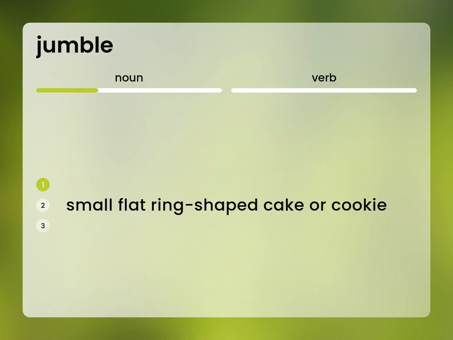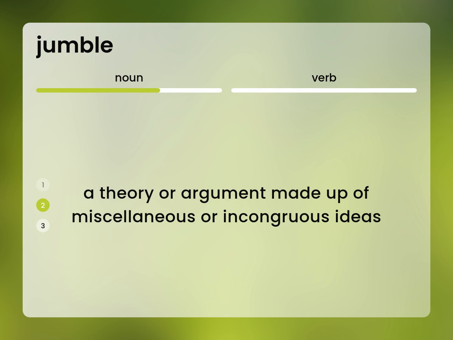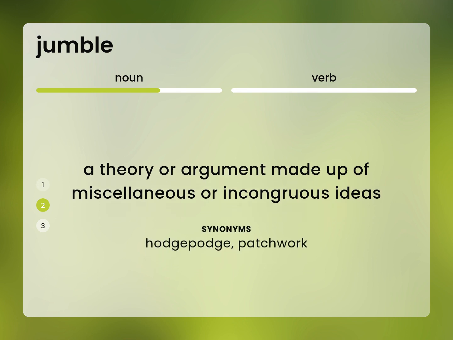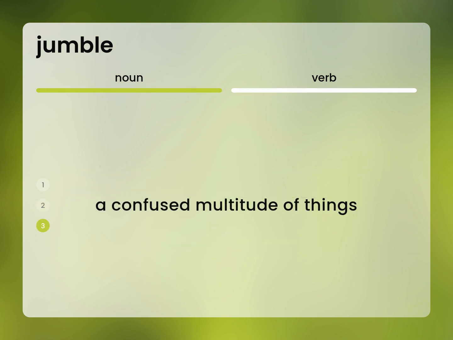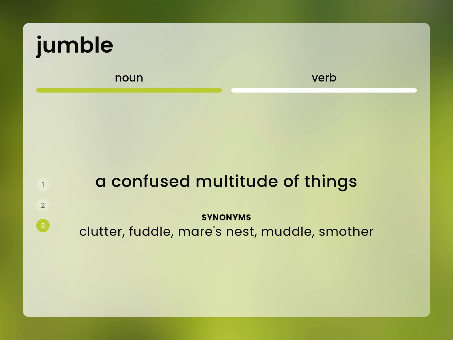Small flat ring-shaped cake or cookie. Jumble. A theory or argument made up of miscellaneous or incongruous ideas. Hodgepodge, patchwork. A confused multitude of things. Clutter, fuddle, mare's nest, muddle, smother.